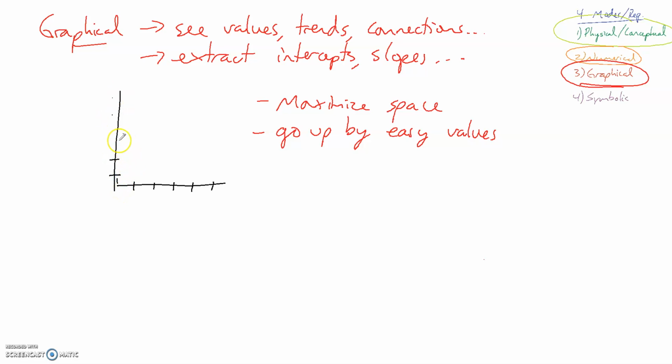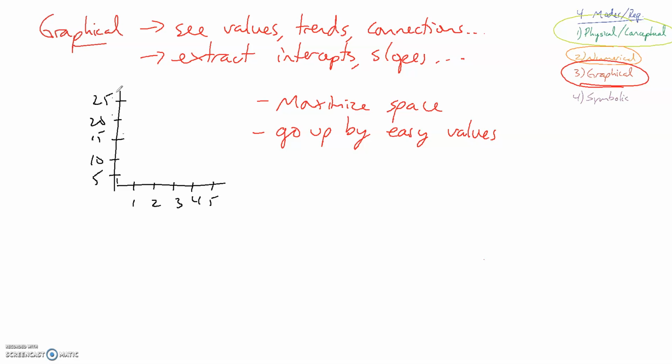Like 2s and 4s, 5s, 10s, stuff like that. Sometimes people will use things like 7, 14, 21. I think that's way too complicated. But you want to try and maximize space, go up by easy values. You'll often see things like 1, 2, 3, 4, 5, like 5, 10, 15, 20, 25. And it doesn't really matter if your values are actually these values. It's all about having a nice space to work with, easy to find in between values and stuff like that.